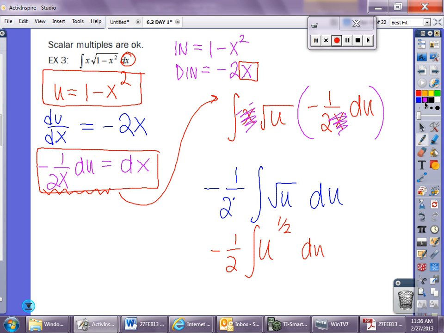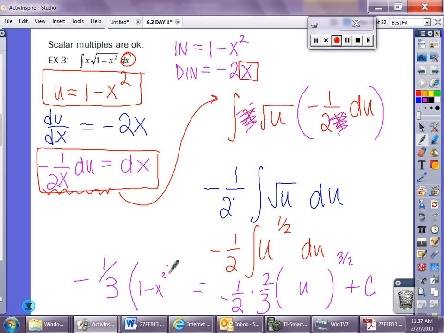All right, so let's see. So let's just write the answer. We get negative 1/2. I'm going to add 1 to u. Multiply by 2/3. And then plus c. So go ahead. You get negative 1/3. U was 1 minus x squared to the 3/2 plus c. Okay? Good? So all I did was put the u back. You guys can finish that on your own. There's no need to copy.